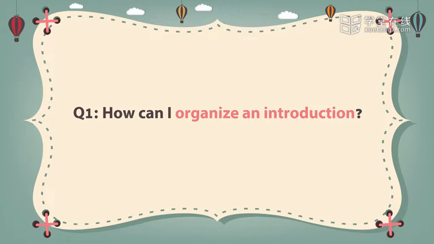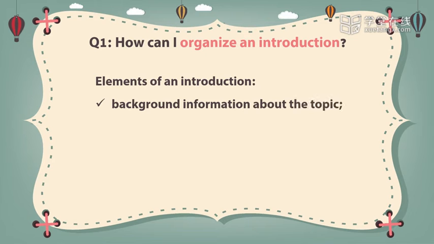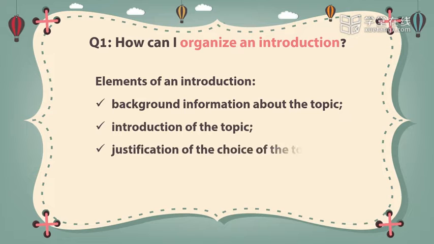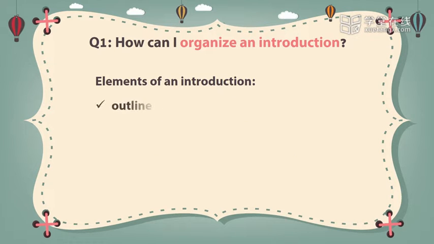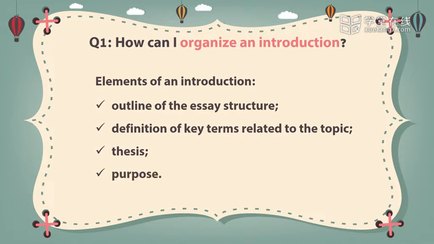An introduction, in general, should have these elements. First, the background information about the topic. Second, the introduction of the topic of the essay. Third, a justification of the choice of the topic's focus. And fourth, outline of the essay structure. Fifth, definition of key terms related to the topic. Sixth, thesis statement. And the last one, the purpose for writing the essay.